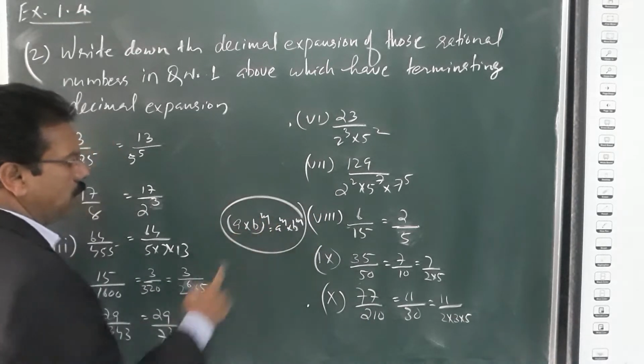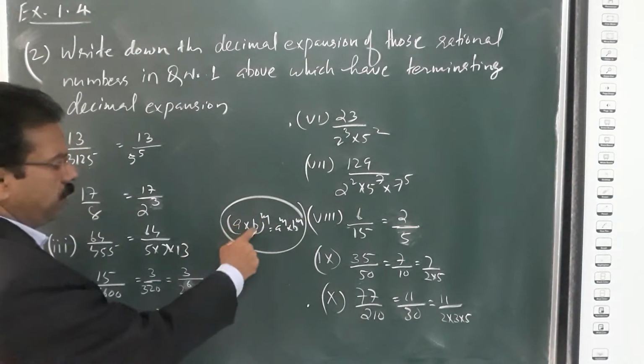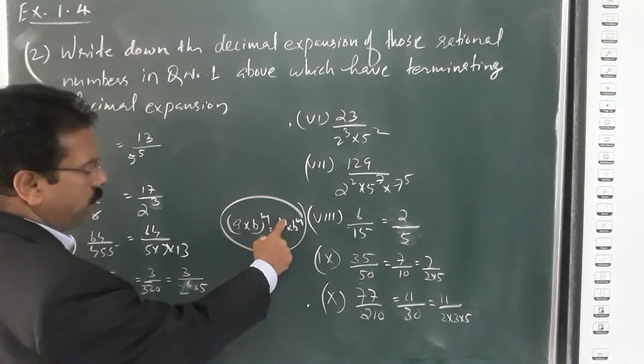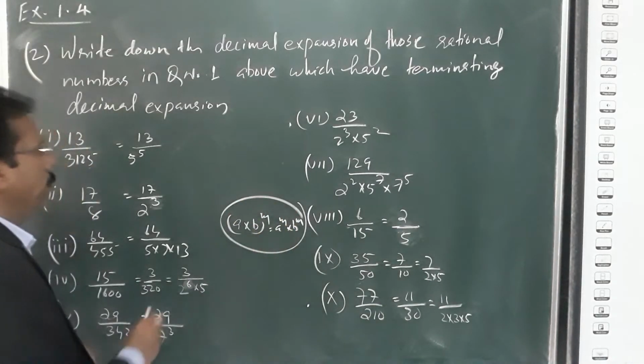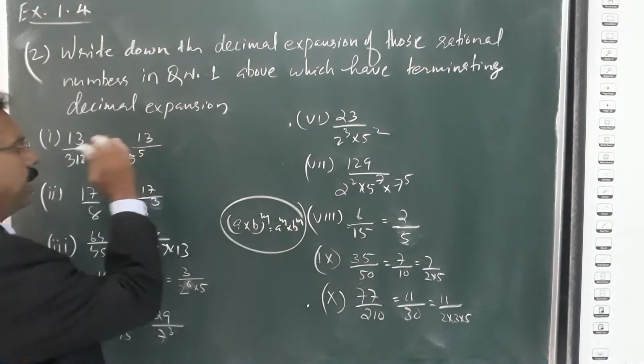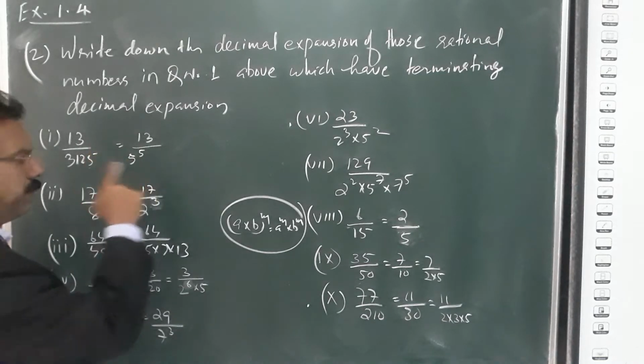You know these laws of exponents: (A into B) the whole raised to M is A raised to the power of M into B raised to the power of M. And now we have to write the decimal form, if it is terminating.